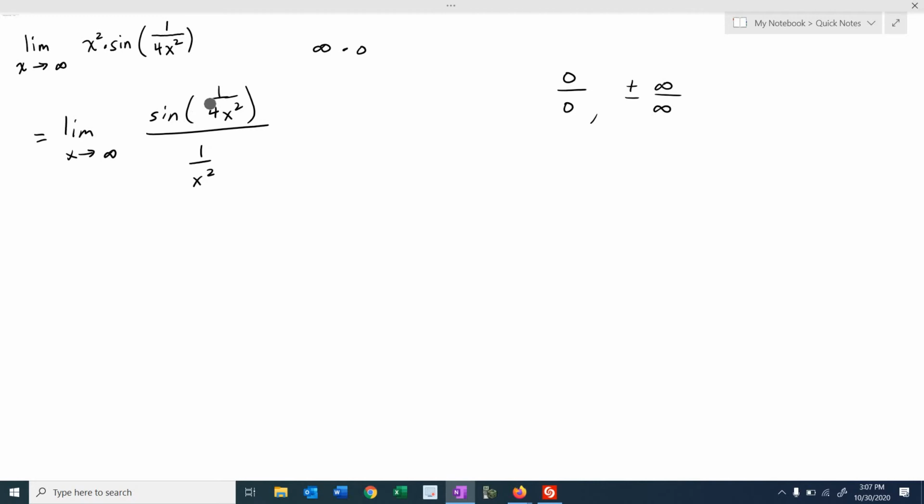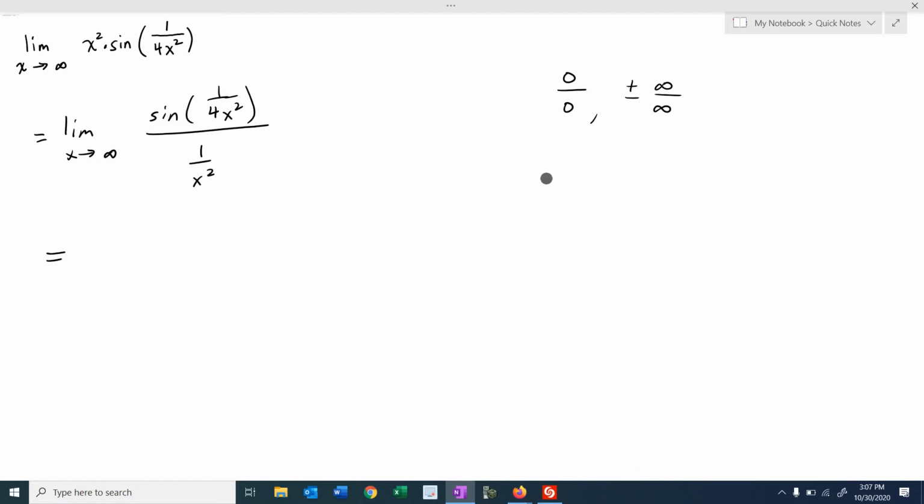But the good news is, if you look at this, this is heading towards 0 as x goes to infinity, and so is this, because it's 1 over a really large number. And so we do have this form here, 0 over 0. We can use L'Hopital's rule now. Okay, so let's apply L'Hopital's rule to this, which basically says that this limit is the same as the limit of the derivative of this function divided by the derivative of this function.